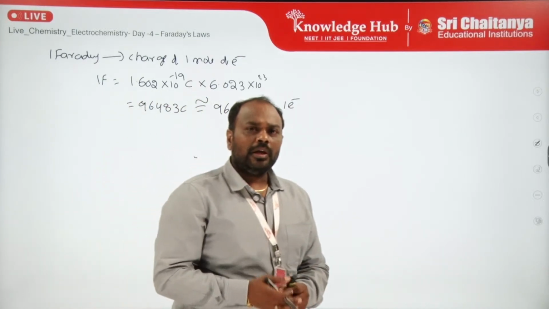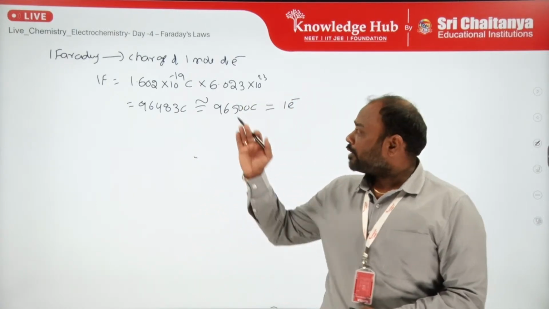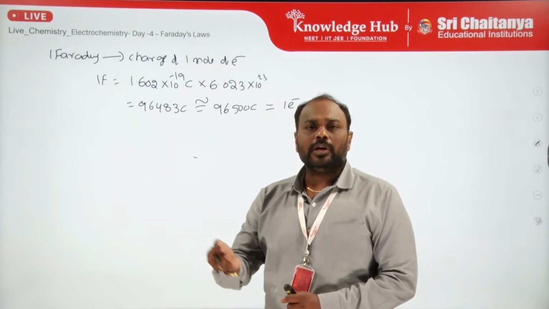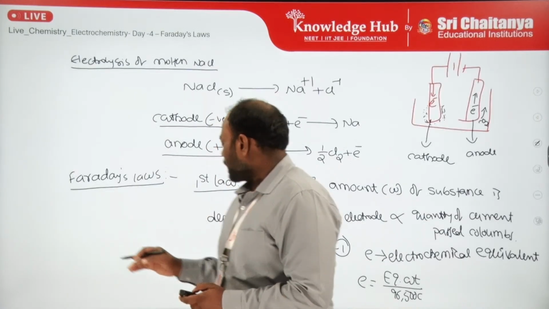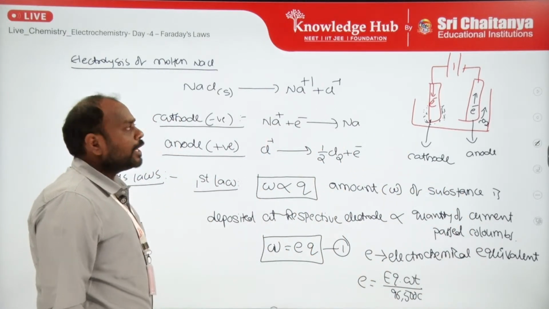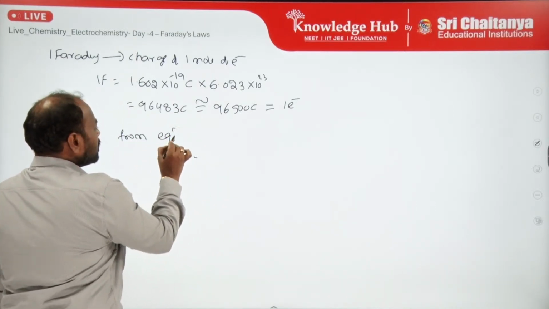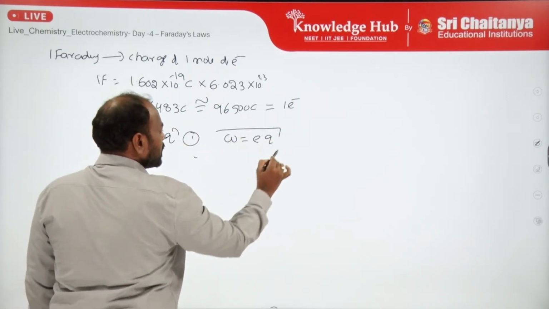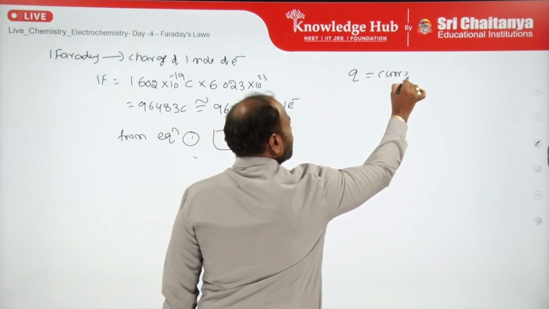Suppose in a reaction 3 electrons are involved, that means 3 Faradays of charge are involved. Suppose 5 electrons are involved, that means 5 Faradays. If 10 electrons are involved, 10 Faradays. Now based on the previous slide, from equation 1, W is equal to E into Q. This is equation 1. But Q is nothing but the current in coulombs.